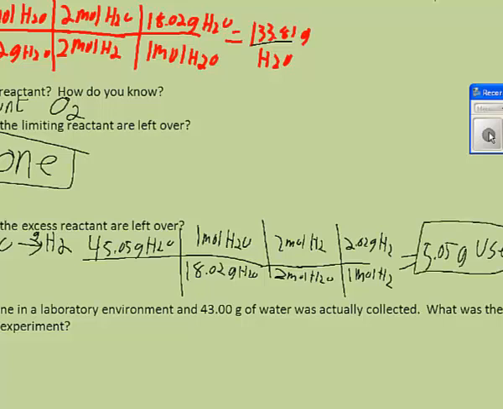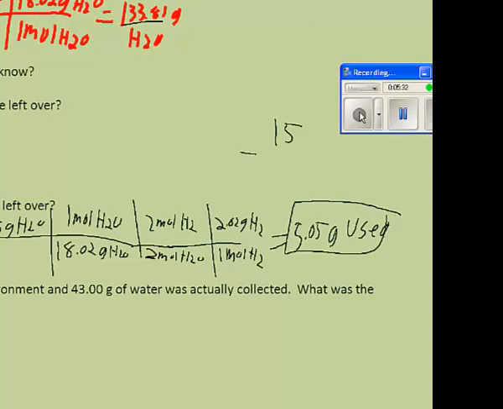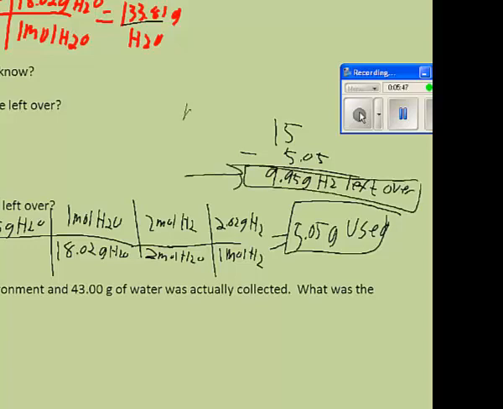Now, you're not done yet, but it says, way back up here in the top left, that you started with 15 grams. So you had 15 grams, you used 5.05 grams, and that's going to give you 9.95 grams of H2 left over. So that is your final answer right here. Remember, this was had minus used equals left over.